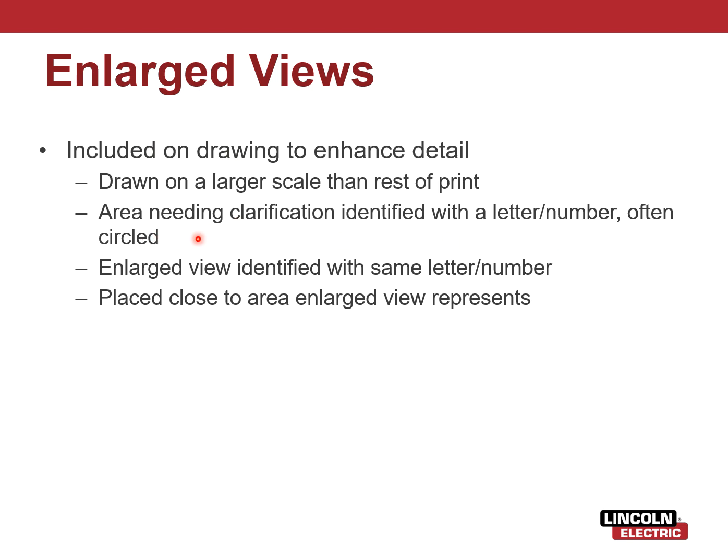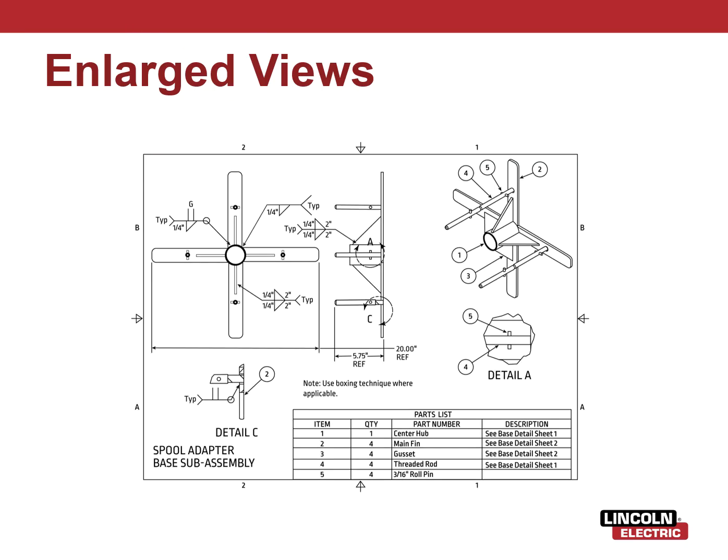As you will see in the next slide, the enlarged view will be identified with the letter and number on the drawing. Kind of like those section lines or cutting plane lines, you'll have a letter or a number, and then you'll go find that elsewhere on the print, and that will be the reference for your enlarged view. Like so. You can see we've got two different drawings over here. We've got detail C and detail A.